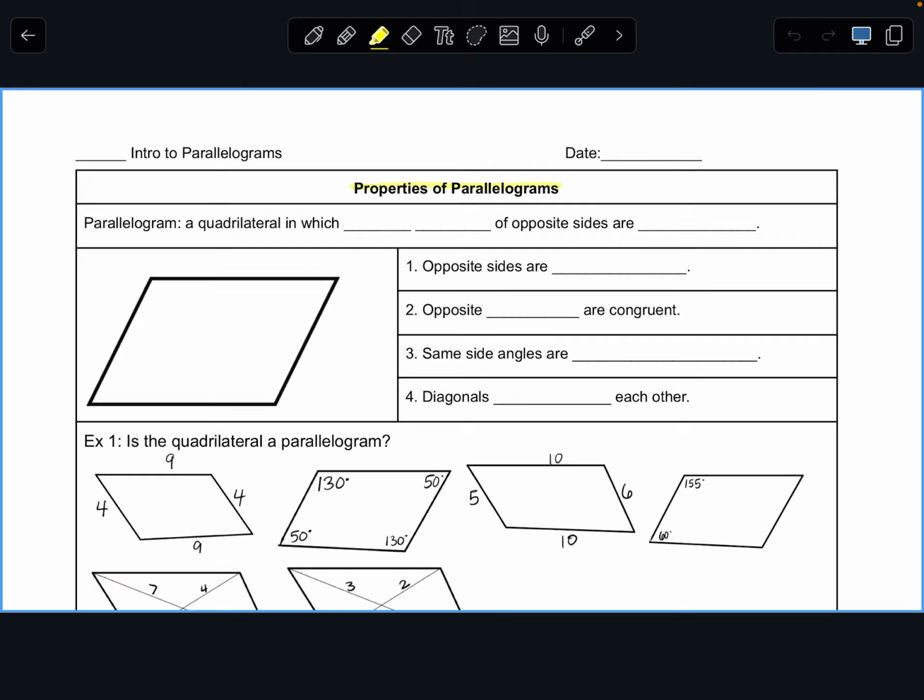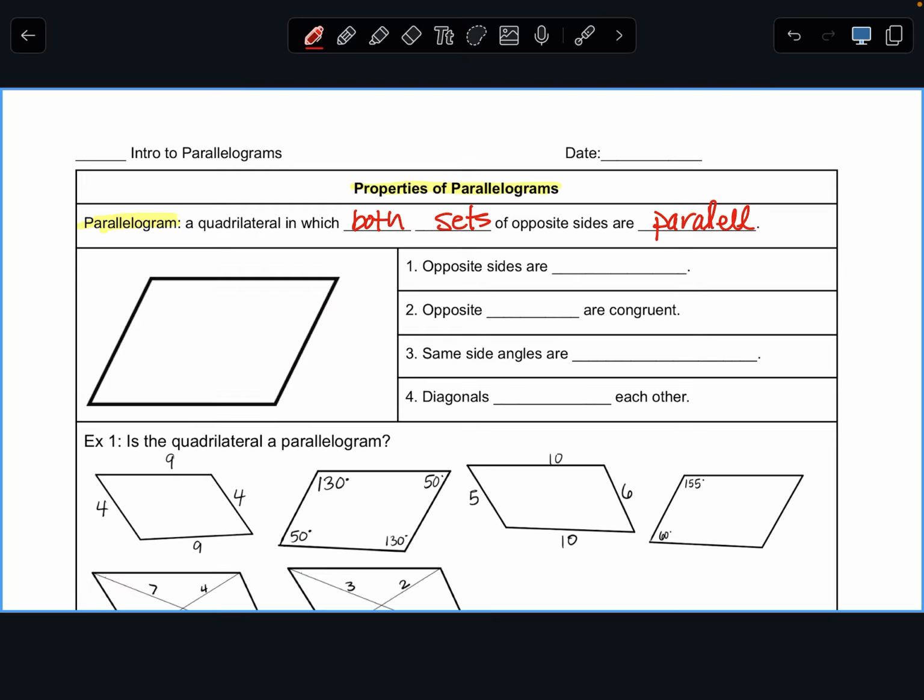This is what you're learning, because everything else, the math that goes into this, the calculation part, the equation part, is review. So a parallelogram is a quadrilateral, 4 sides, in which both sets of opposite sides are parallel. So both sets of opposite sides are parallel.